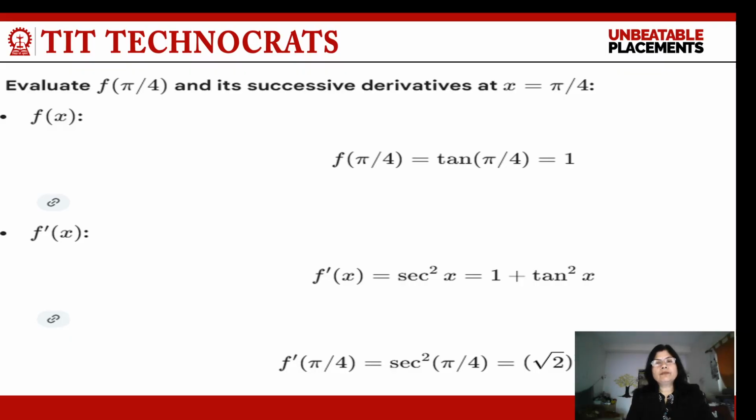and put x = pi/4. So f(pi/4) = tan(pi/4). We know that tan 45 degrees, that is tan(pi/4), is equal to 1, and f'(x) is equal to sec^2 x, because the differentiation of tan x is sec^2 x. Put x = pi/4, so we get sec^2(pi/4). We know that sec(pi/4) is equal to root 2, so sec^2(pi/4) is equal to (root 2)^2, that is 2.